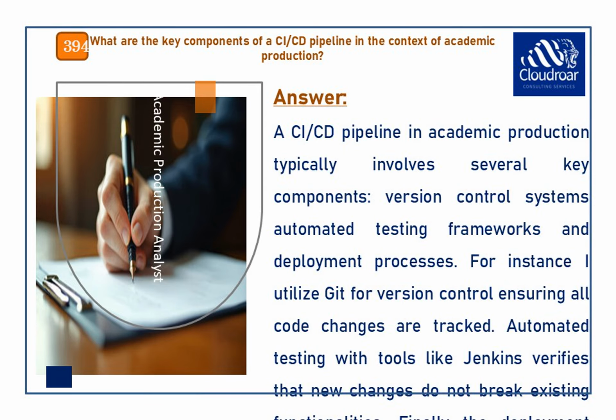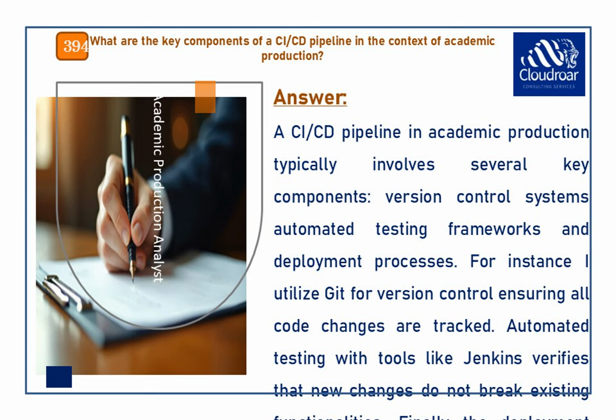Question 394. What are the key components of a CI/CD pipeline in the context of academic production? A CI/CD pipeline in academic production typically involves several key components: version control systems, automated testing frameworks, and deployment processes. For instance, I utilize Git for version control, ensuring all code changes are tracked.